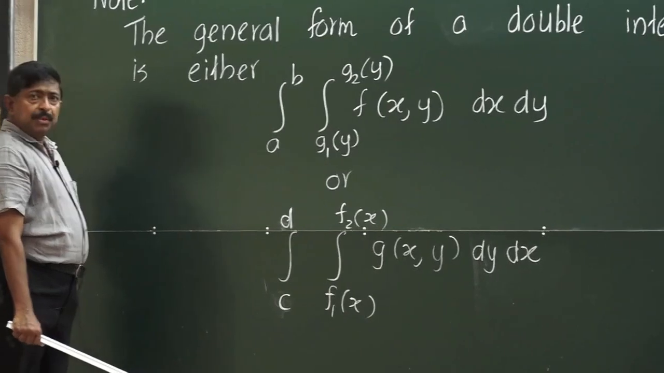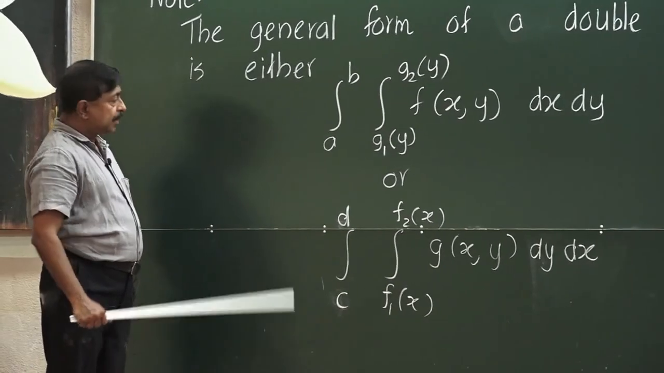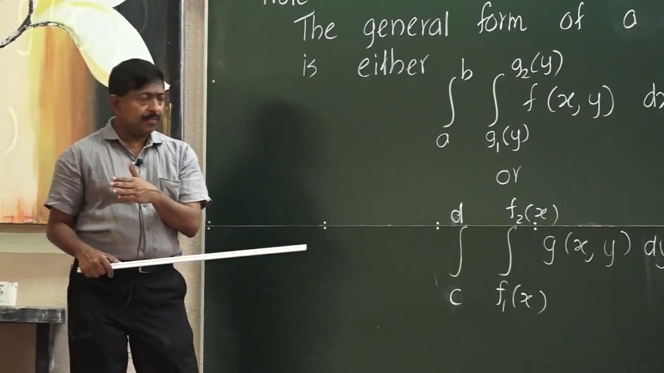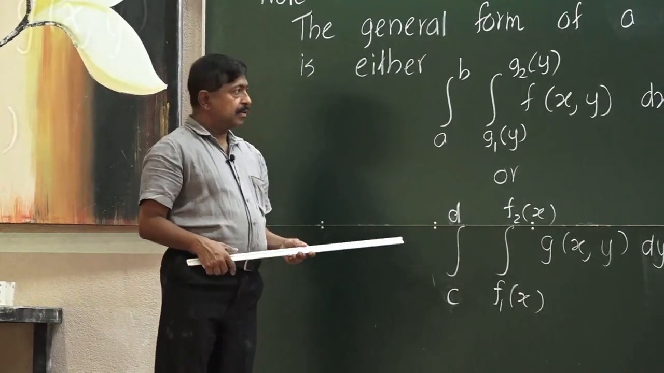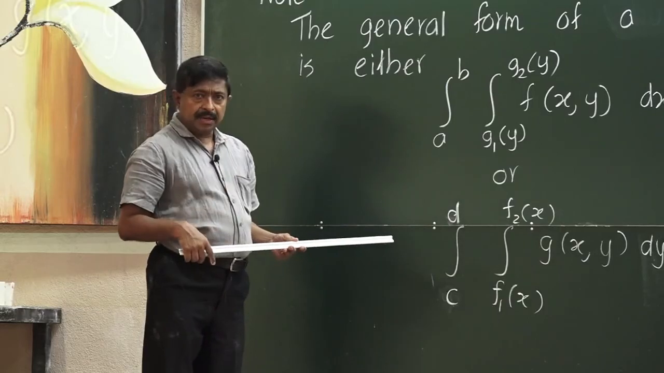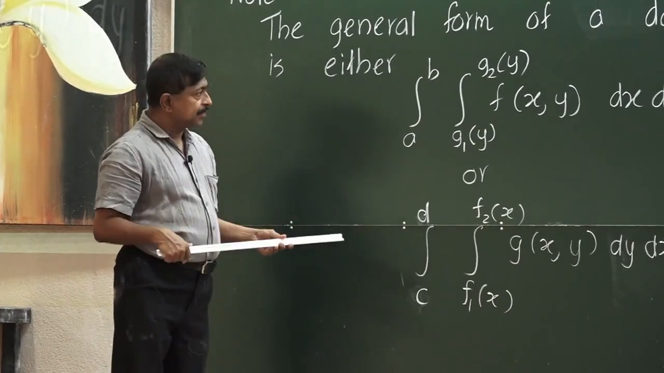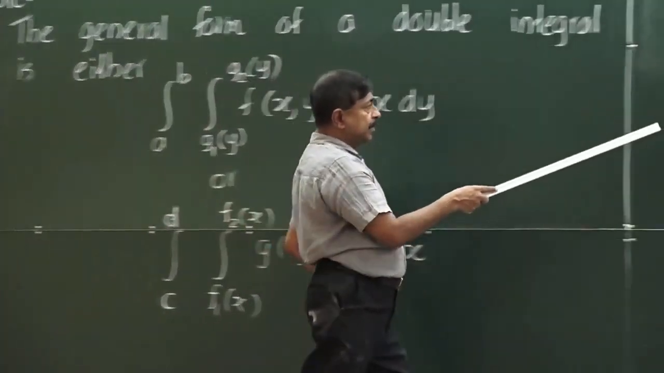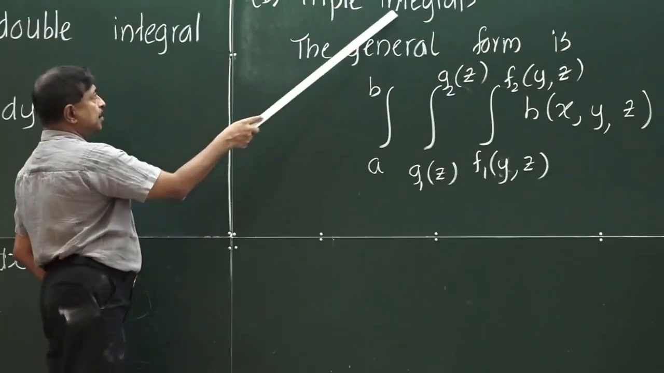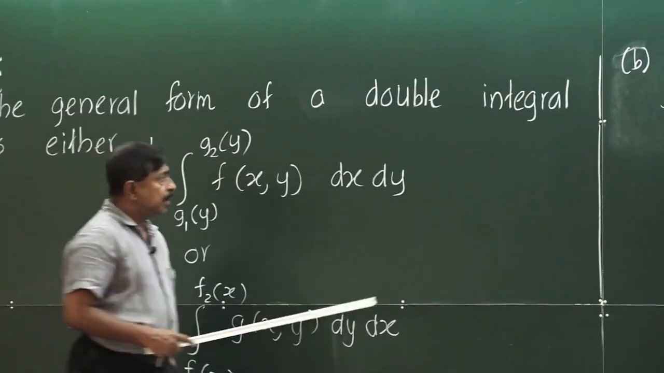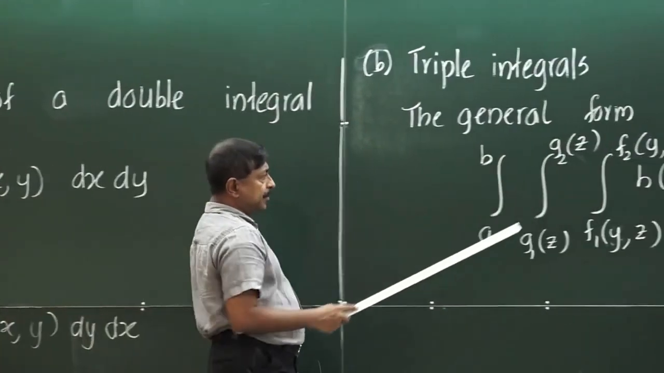Now, we will move to the triple integrals. In the triple integrals, you have one more step, that is all. It is not really a big deal, it is again as simple as this one, but the only difference is that you have one more integral. Now, this is a triple integral, part B in section 3.1. The general form looks like this.